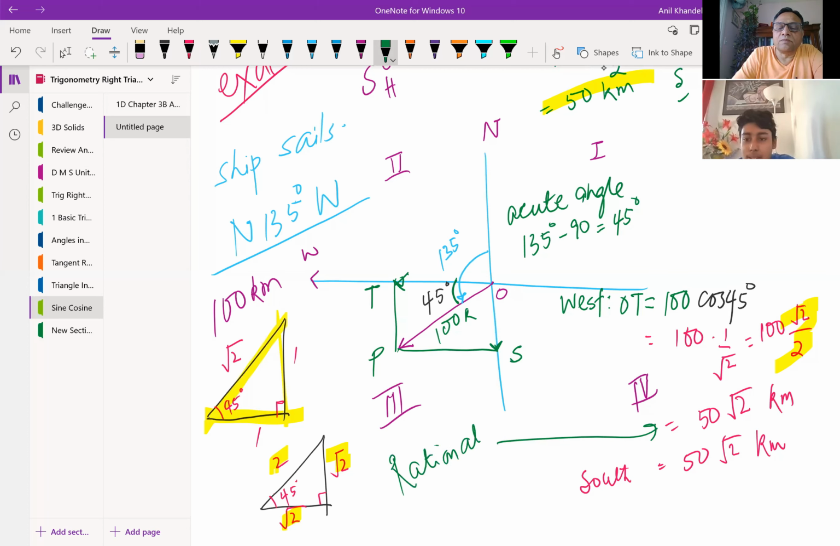So we basically multiplied the denominator and the numerator by square root 2 to rationalize it. You get the idea, correct? Yes, sir. So that is how we actually could solve such a question.